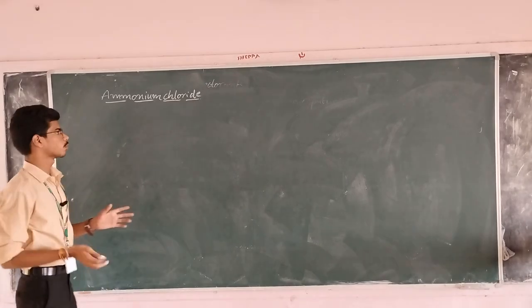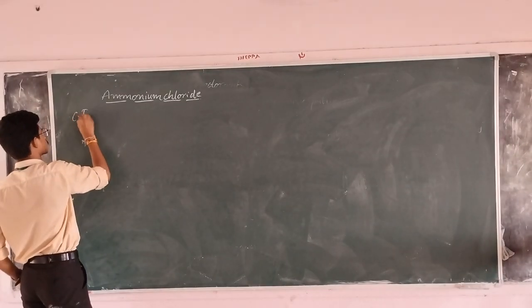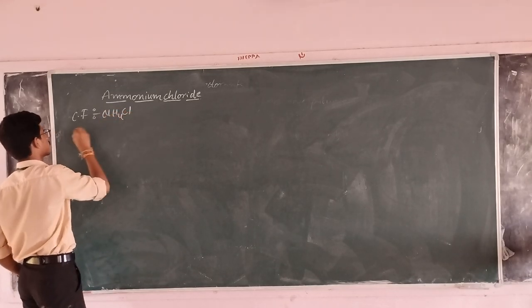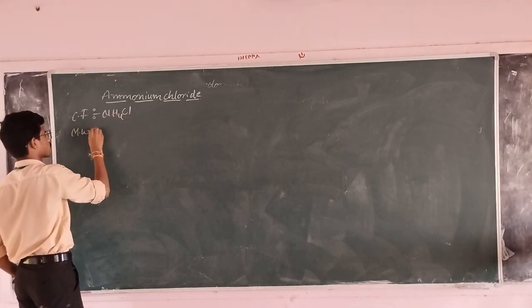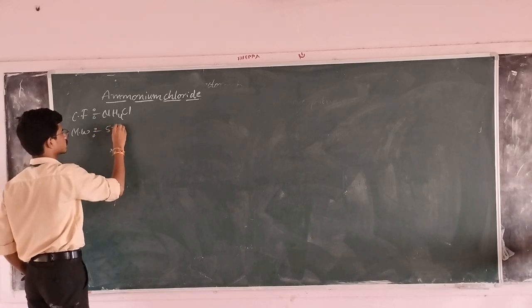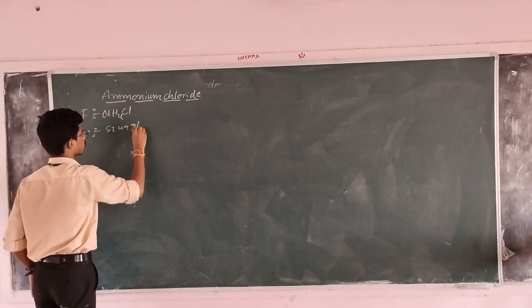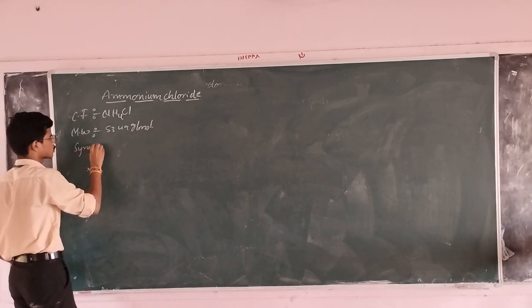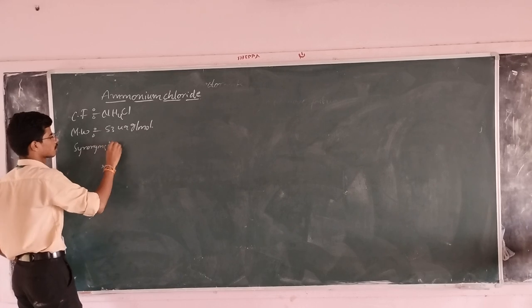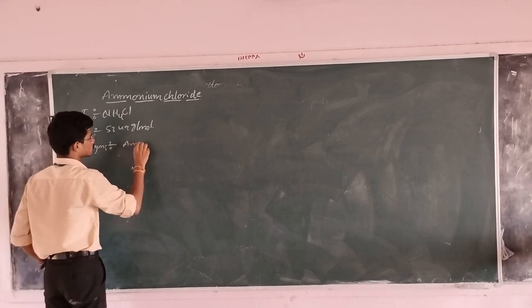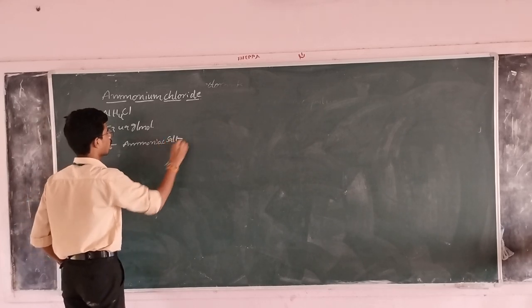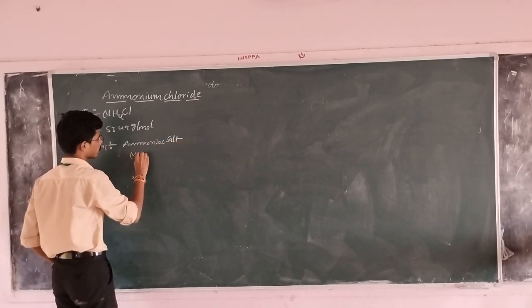The chemical formula of ammonium chloride is NH4Cl and the molecular weight is 53.49 grams per mole. It is also called ammoniac salt or muriate of ammonia.